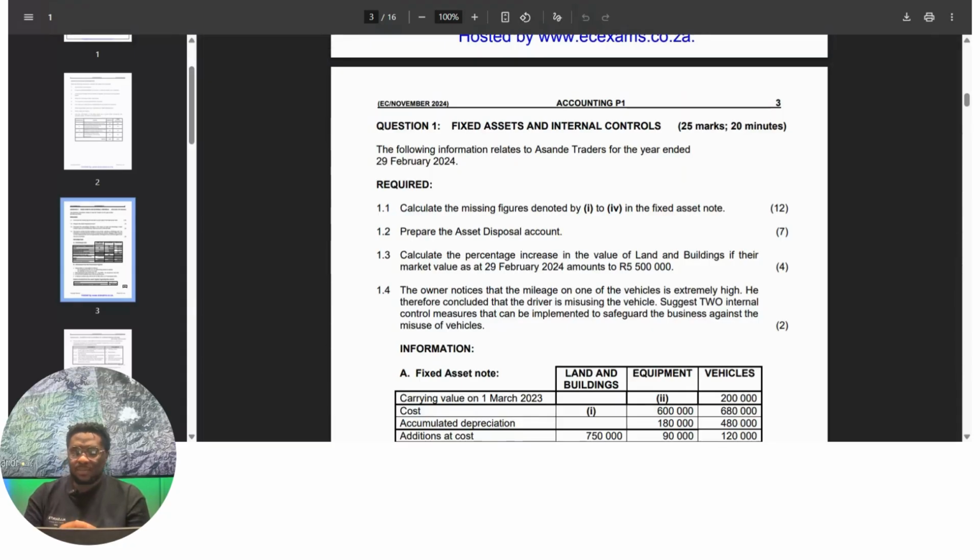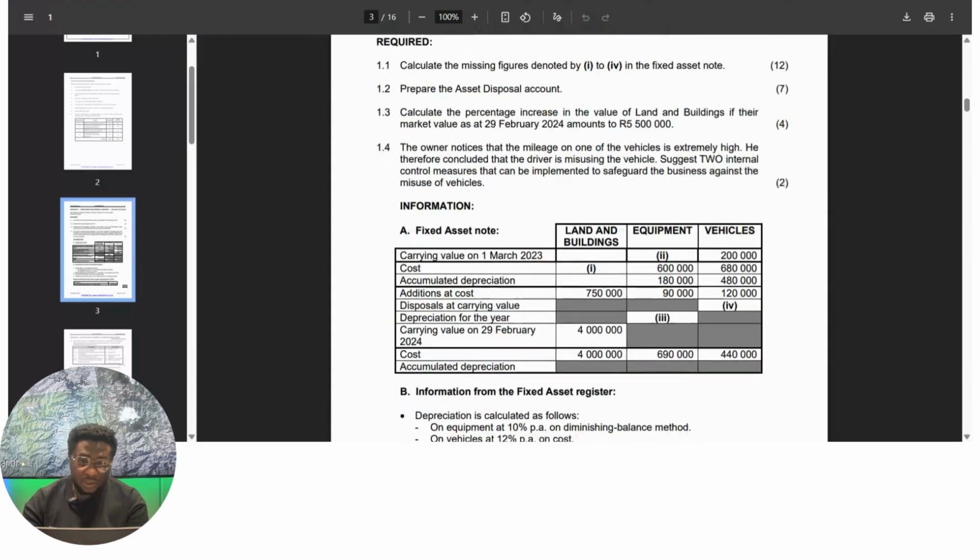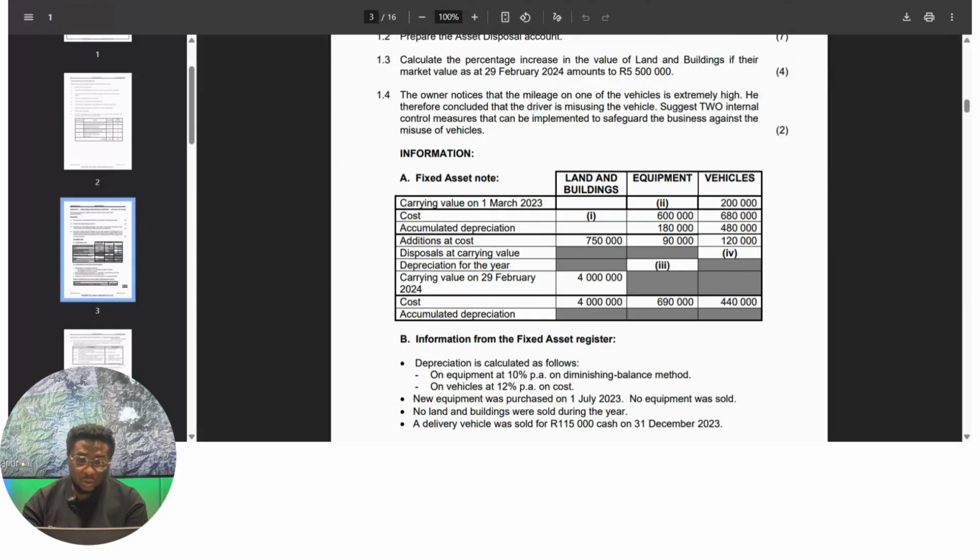Okay, so starting with question one. Question one is on fixed assets as well as the internal controls. The first question that we got here in question one is: calculate the denoted figures number 1 to 4 in the fixed asset note. Then we got the rest of these questions here. Carefully look closely that these are basically the denoted numbers.